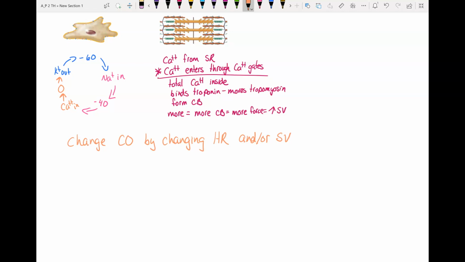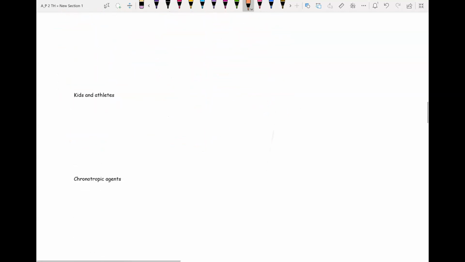So now let's start exploring this. Things that are going to affect heart rate and stroke volume, which will then in turn affect cardiac output. Let's take a minute to talk about kids and athletes, because we've said that 75 is the standard heart rate for an average healthy adult at rest, but not everyone is an average healthy adult.